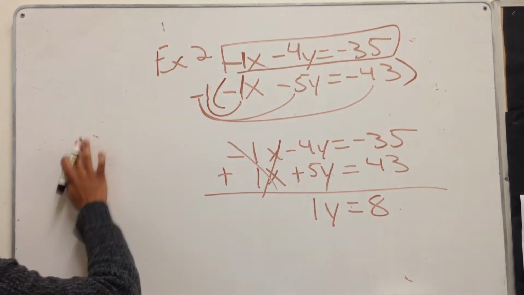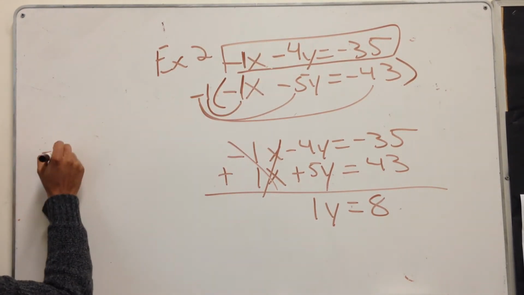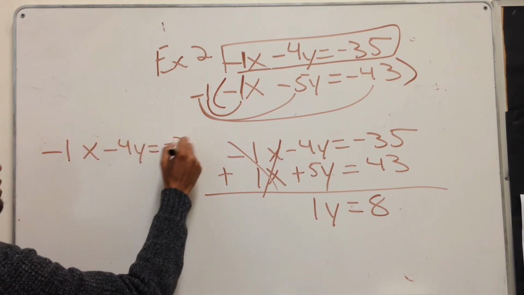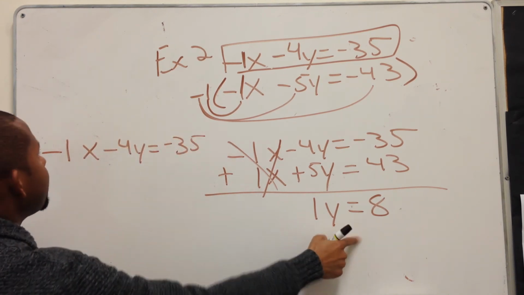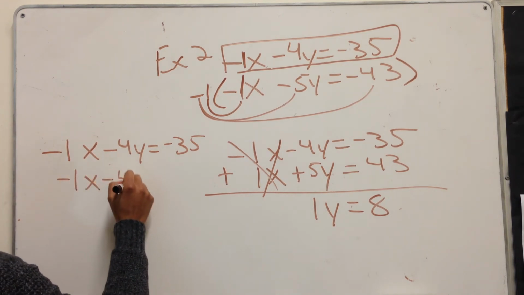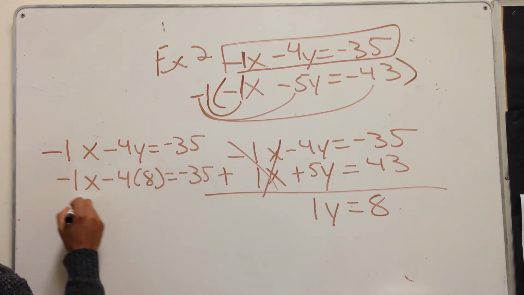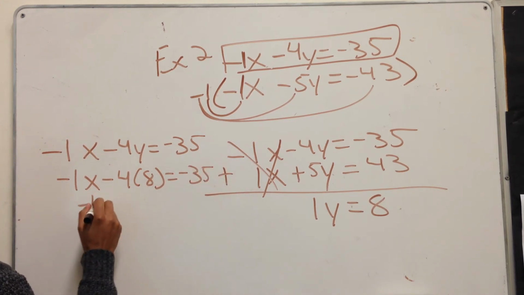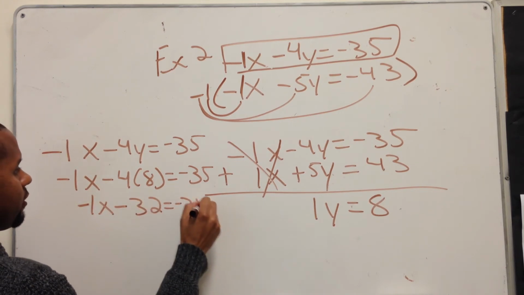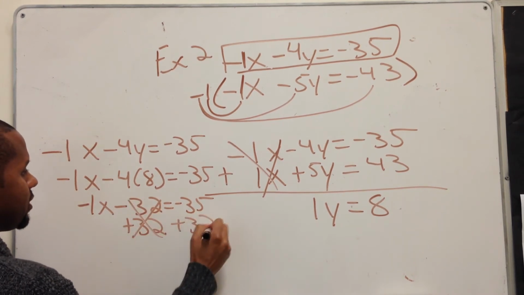Now that I know y equals 8, I can plug it back in. I'm going to take this original equation: -1x minus 4y equals -35. But now I know y equals 8. So -1x minus 4 times 8 equals -35. -1x minus 32 equals -35. Plus 32, plus 32.